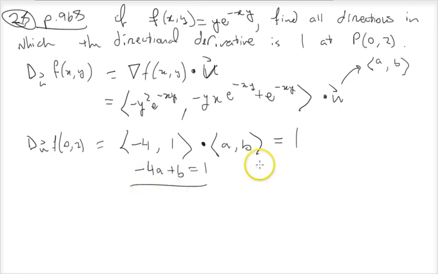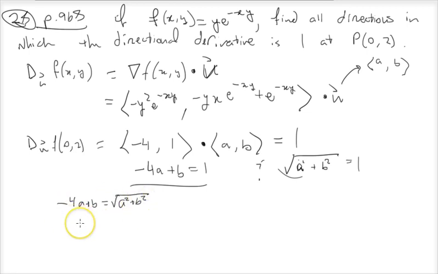However, we have another constraint right here. We have the constraint that u be a unit vector. In other words, the magnitude of u, root a squared plus b squared, is equal to 1. So we have to satisfy that condition as well. Now we have both equations equal to 1. We can make the left sides equal to one another and solve. So we get negative 4a plus b equal to root a squared plus b squared.